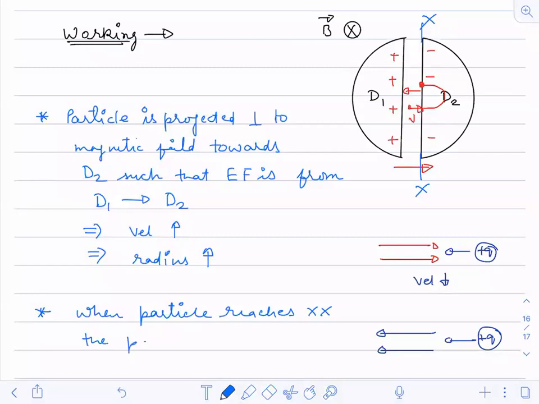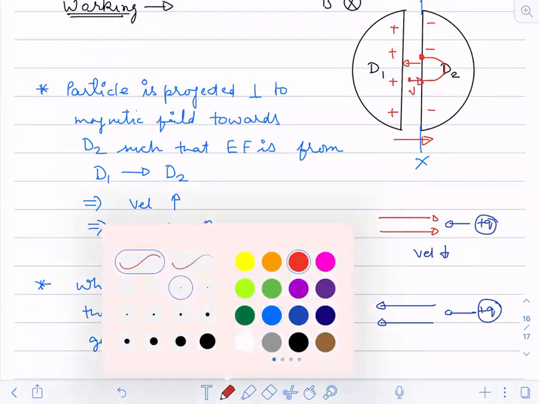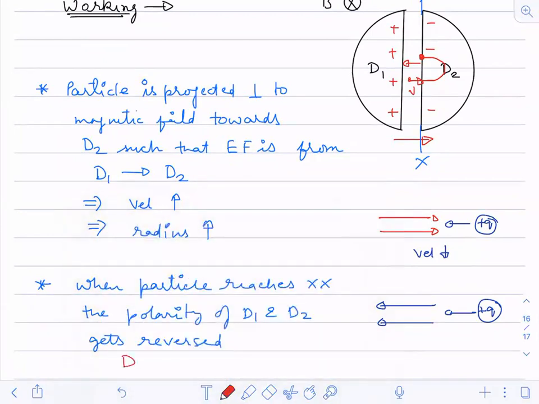The polarity of D1 and D2 gets reversed. Now D1 becomes negative and D2 becomes positive. Understood? So now what will happen?